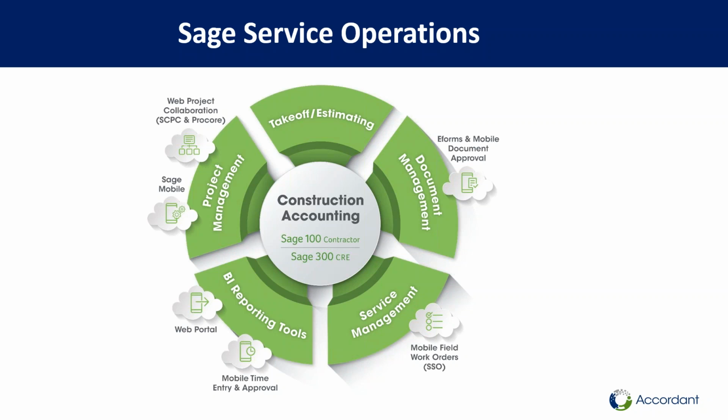This diagram that you're looking at, notice that in the center of the diagram we show Sage 100 Contractor and Sage 300 CRE. So those are the core financial accounting applications. Both products offer a back office service management application to manage schedules and invoice service work orders. In this webinar, we're going to demonstrate how to extend the functionality that you could have in play today to the web using field mobile devices like phones and tablets.